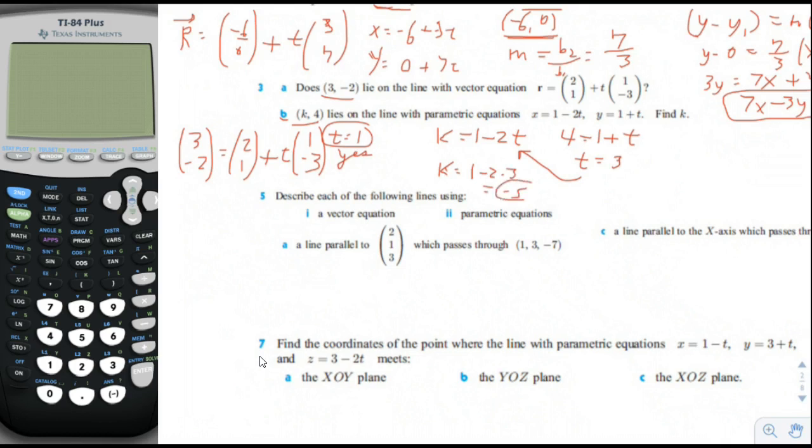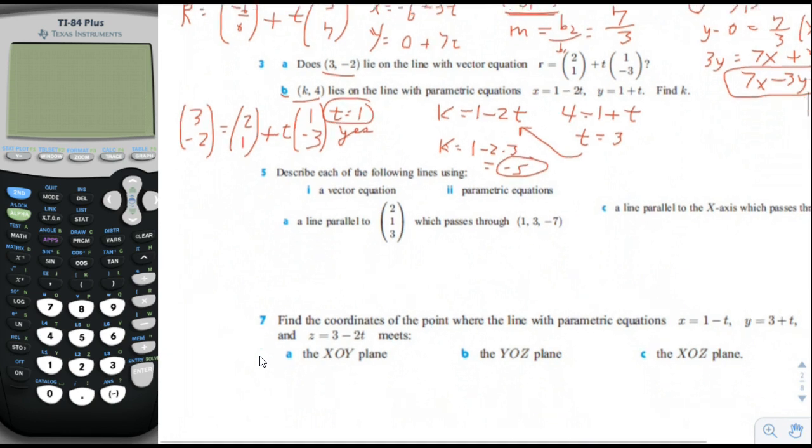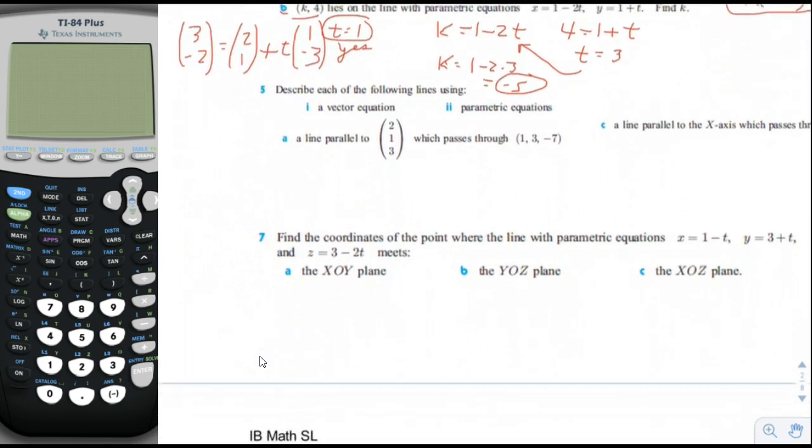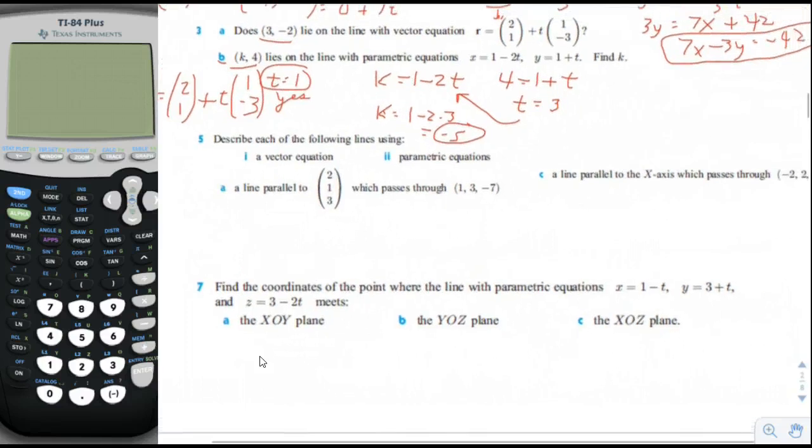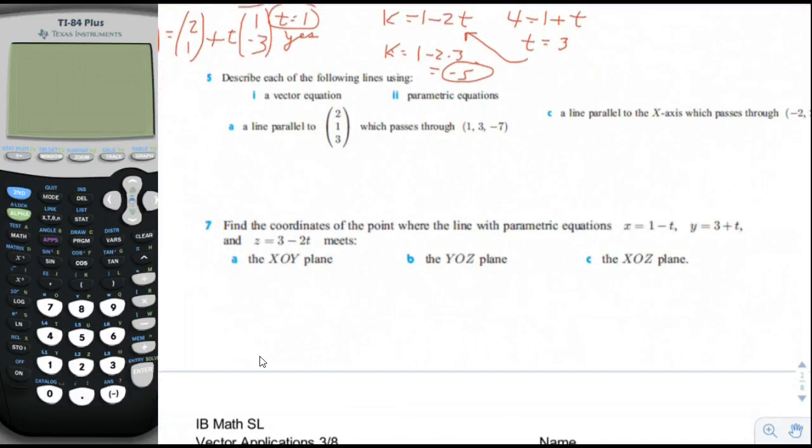5. Describe each of the following lines using a vector equation and parametric equations. And let's see, A. A line parallel to (2, 1, 3), which passes through (1, 3, negative 7). So (1, 3, negative 7) is our A position vector, and parallel to (2, 1, 3) means that that's the B. So we already know that our vector equation is r equals A, which is (1, 3, negative 7), plus t times (2, 1, 3).